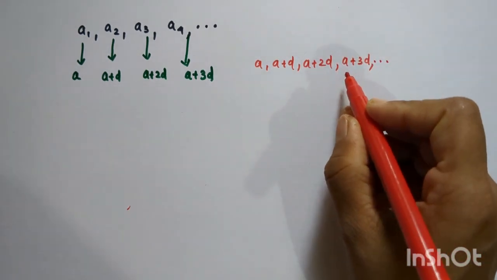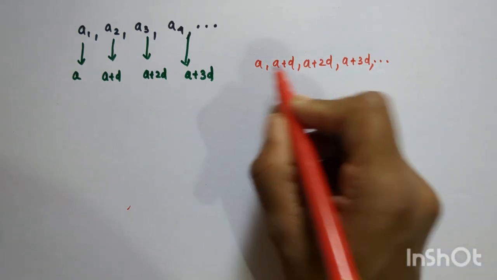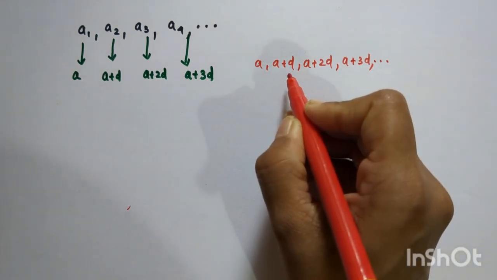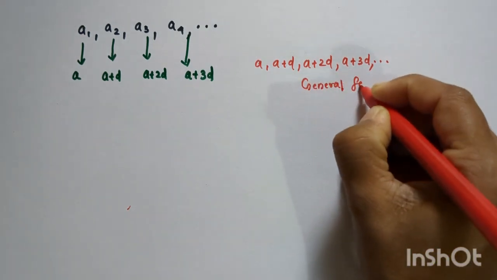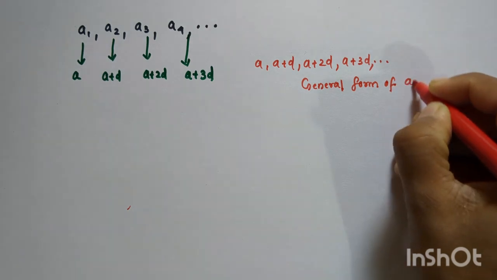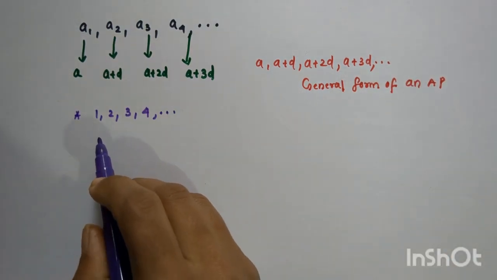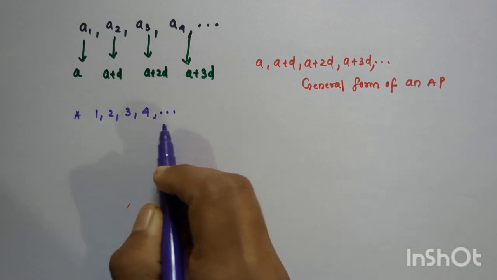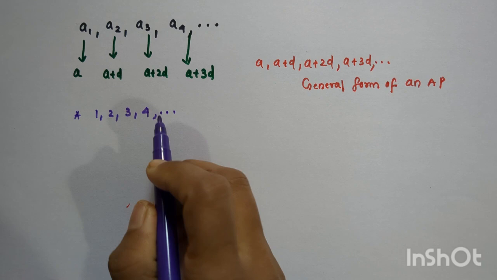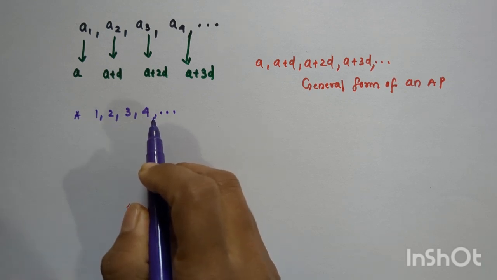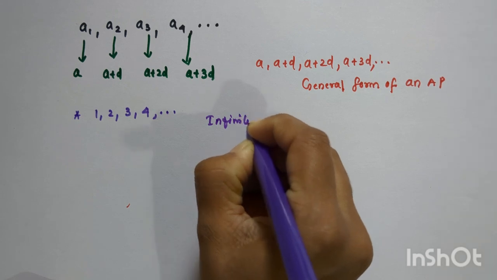This actually represents an AP, where A is the first term and D is the common difference. And this is known as the general form of an arithmetic progression. Now, if we consider this AP 1, 2, 3, 4, etc., there can be an infinite number of terms. We cannot say what its last term is. Such an AP is called an infinite AP.